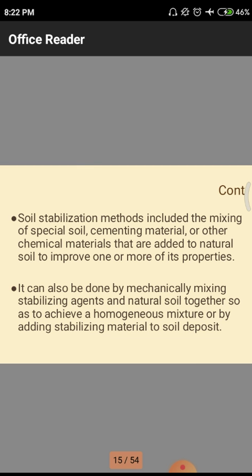By adding stabilization material like soil deposits, whatever soil is present on the top layers of the earth, we have to take that soil, and another 5 to 10% of a cementitious material or chemical material we have to take. We need to mix those two materials well, then only we will obtain the strength.